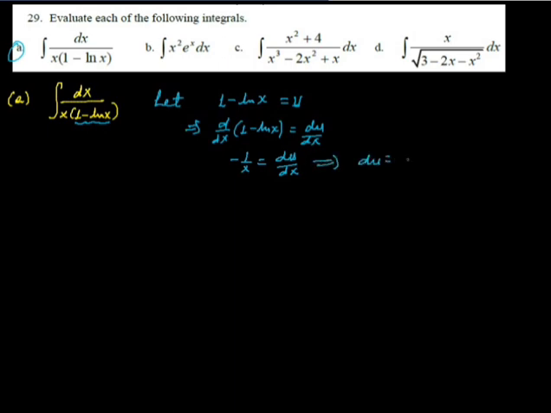Let 1 minus ln x be u. Replacing 1 minus ln x with u, we take the derivative of both sides with respect to x. If we take the derivative of both sides, we get minus 1 over x equals du over dx, which is du becomes minus 1 over x dx, or minus du becomes 1 over x dx.